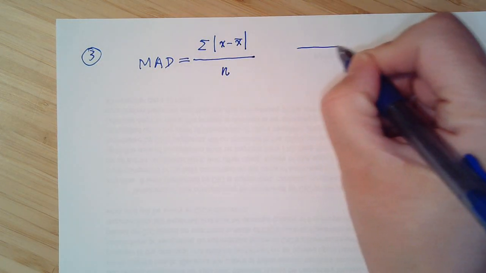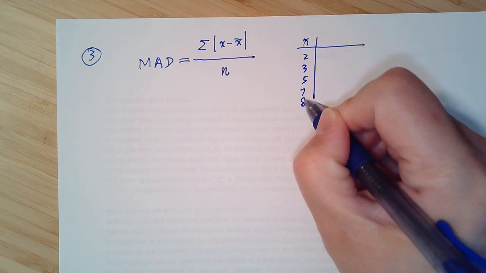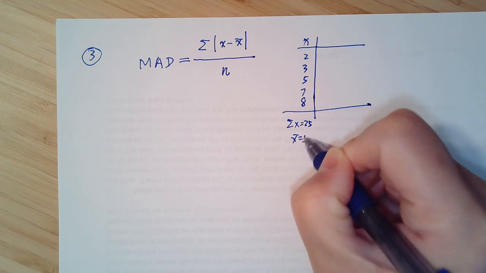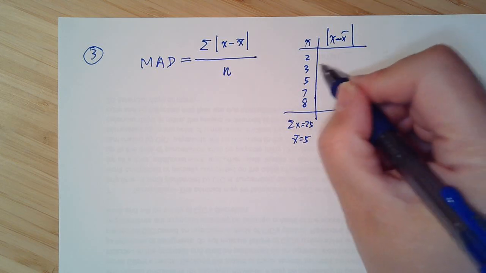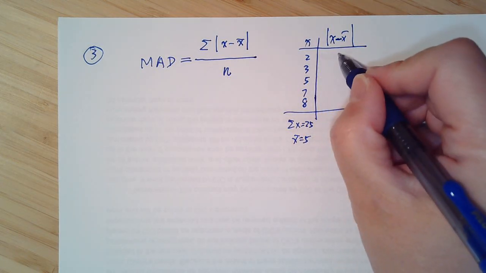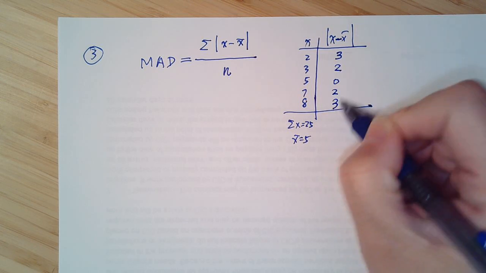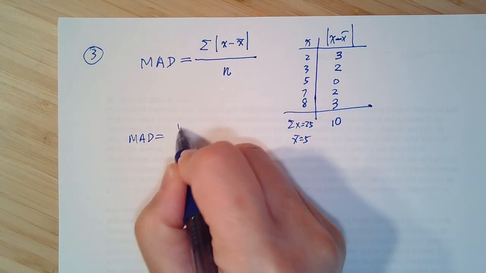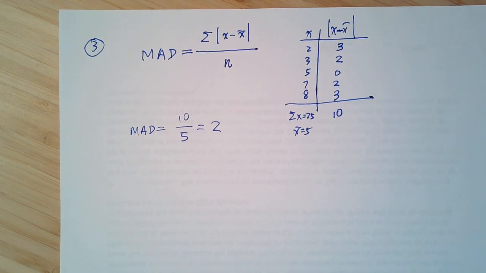Okay, so I have x: 2, 3, 5, 7, 8, and sigma x is 25, x bar is 5. Then for x minus x bar, if I take the absolute value right away, 2 minus 5 is negative 3, absolute value 3, and then 2, and a 0, and a 2, and a 3. So the summation will be 10. So MAD in this case will be 10 over 5, so the answer is 2. So this is the way to calculate that. It's fairly straightforward, so I'm not going to talk too much about it.